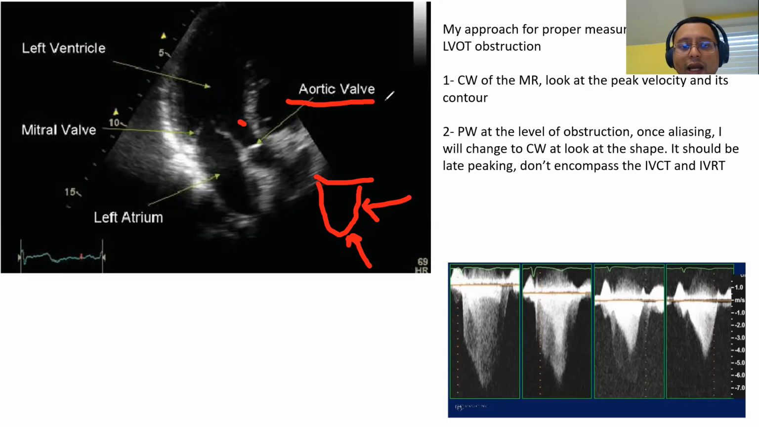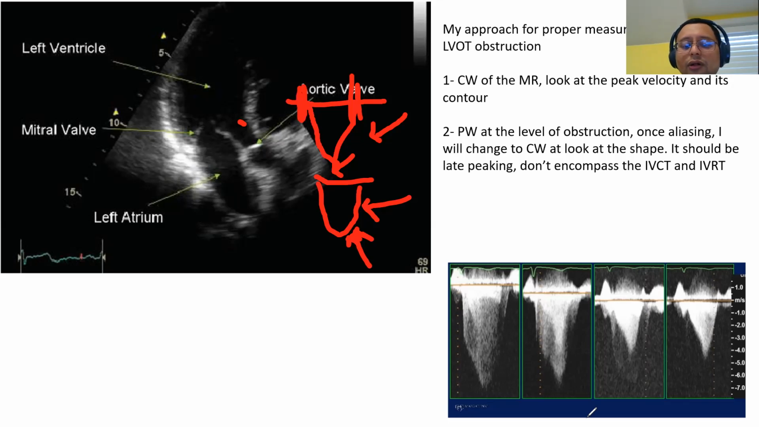Now, that one, I will see something like this. Okay, dagger shape maybe. Okay, this is a bit wrong, but how do I know it is correct? Number one, I differentiate. So this shape should be different from the shape that it began with. That is number one that I know that is correct. Number two, look at the peak velocity here. It should be lower than the peak velocity here. Okay, then I know that I'm not measuring the mitral valve. Number three, when I look at CW, I make sure that it doesn't encompass the isovolumic contraction and isovolumetric relaxation time.